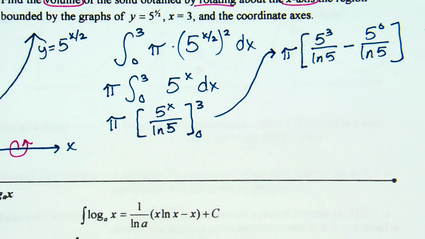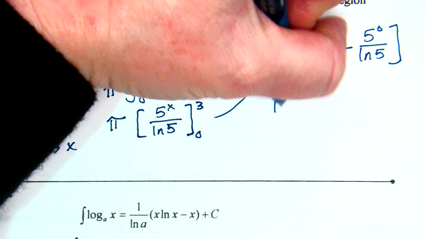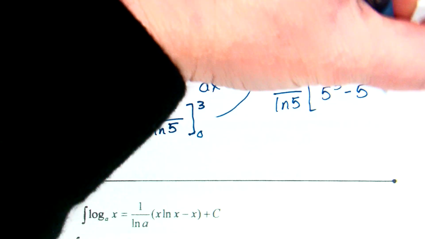Now, we could have done it earlier. We can do it now. Both of those fractions have a natural log of 5, right? You could go ahead and pull that natural log of 5 out. I guess it's already a common denominator, so you wouldn't have to, but what I was thinking about doing is writing it as pi over natural log of 5, because then I'm doing 5 to the third minus 5 to the 0, and if nothing else, it just looks less intimidating.